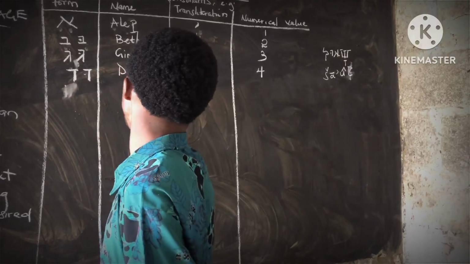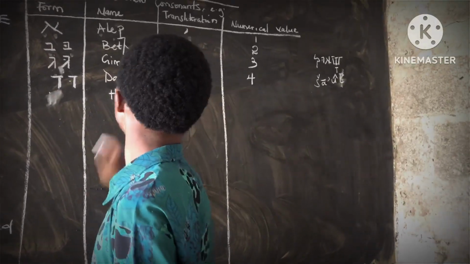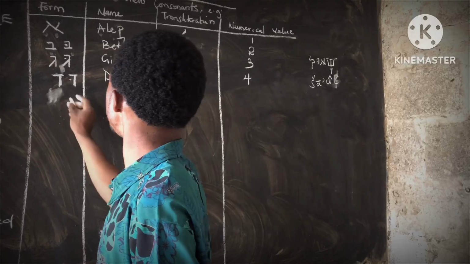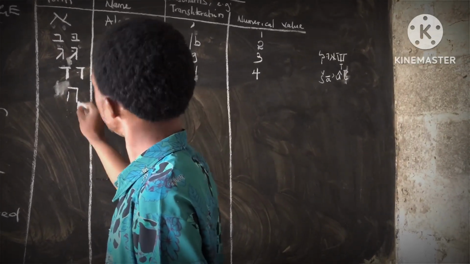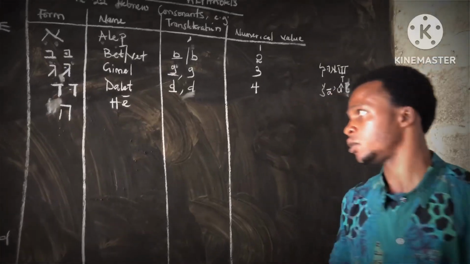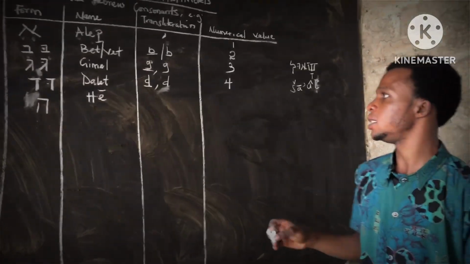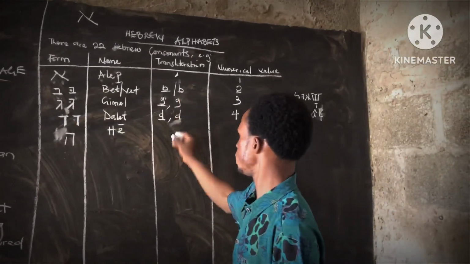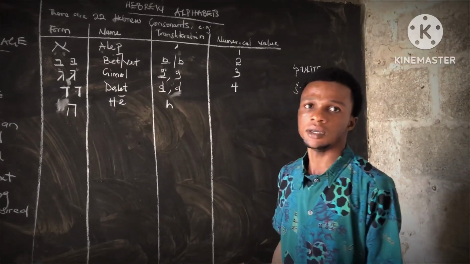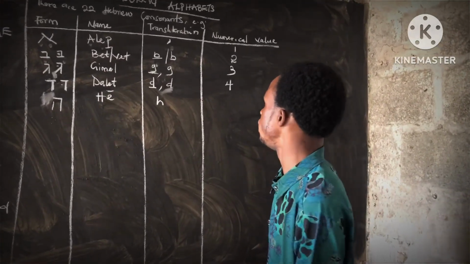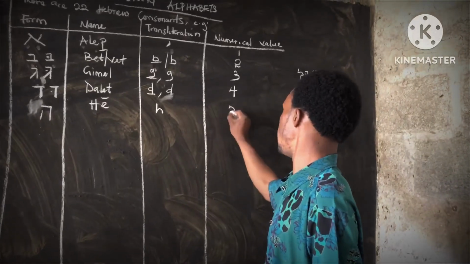And the fifth one is what we call Hey. Hey is written as this, simply written as this. It does not have two forms, it only has one form. It is transliterated simply as H, and it is number 5.